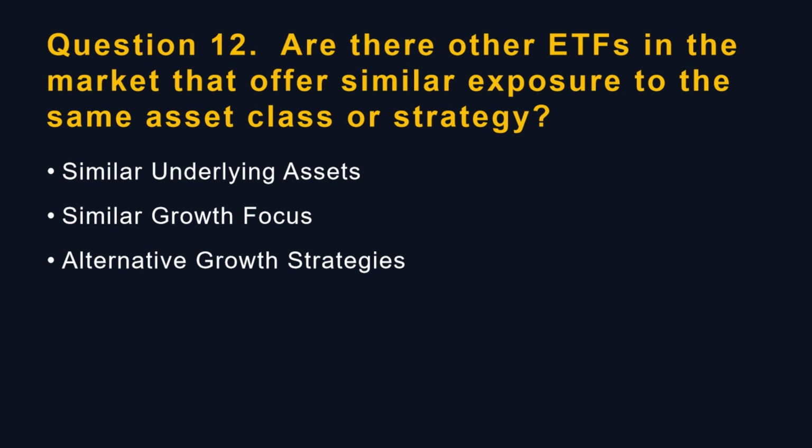Similar growth focus. Large cap growth ETFs. These ETFs specifically target large-cap companies with high growth potential. They may not incorporate a value tilt like SPGP, potentially leading to higher volatility. Some examples include Vanguard SP 500 Growth ETF, VOOG, iShares Russell 1000 Growth ETF, IWG. Alternative growth strategies. Momentum ETFs. These ETFs select stocks based on their recent price momentum, aiming to capture stocks experiencing strong upward trends. They can be more volatile than SPGP. Here's an example. iShares MSCI USA Momentum Factor ETF, MTUM.